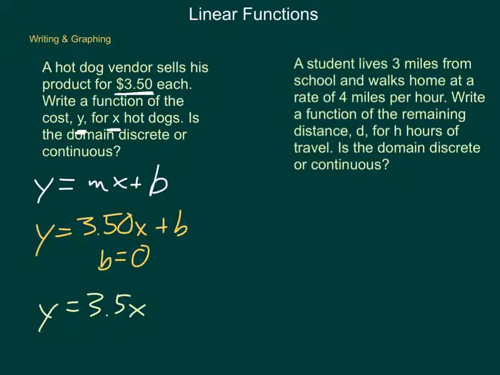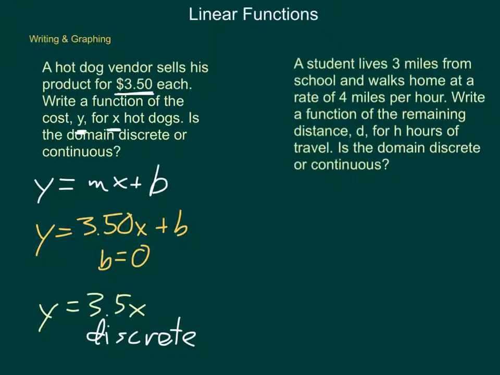Next, is this a discrete domain or a continuous one? And the question we have to ask is, do fractions or decimals of this situation make sense? x is the number of hot dogs purchased. Can I purchase a tenth of a hot dog? Can I purchase a quarter of a hot dog? And the answer is no. The person selling is going to sell me a whole hot dog or no hot dog at all. So because those partial values do not make sense, this is a discrete domain situation.